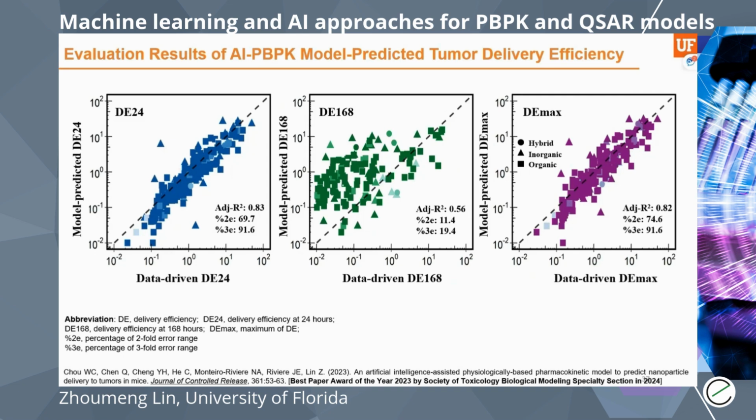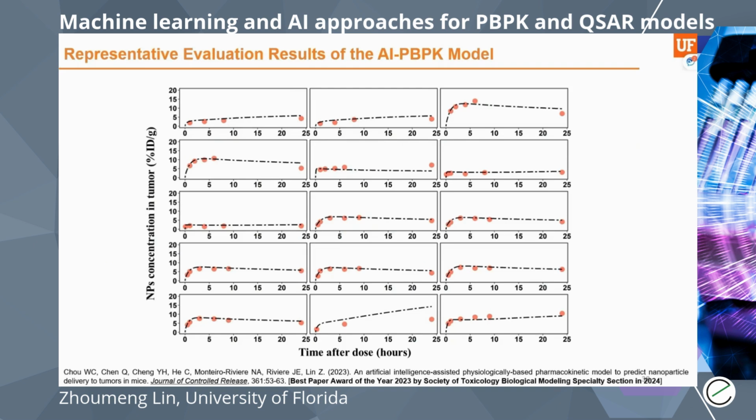This is mainly because our training data sets are limited to the early kinetic profile, which is usually measured at 24 hours after injection, but very few data sets provide data up to 7 days after injection. So this is a limitation of the model, but it also identifies a data gap in the literature. And this is a slide to show some representative results that our model can predict the entire kinetic profile of different types of nanoparticles in a tumor, and that correlated with experimental data quite well.